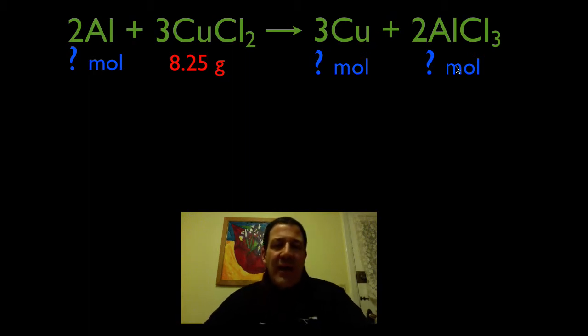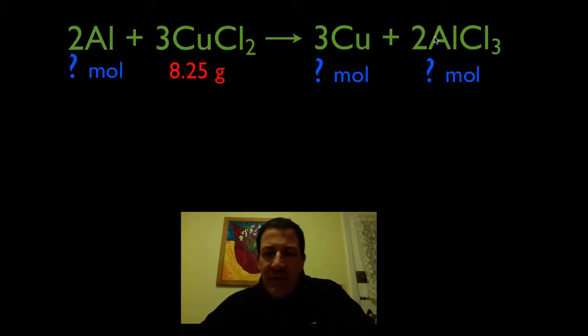Okay, please remember that a chemical equation is a molar relationship, not a mass or a gram relationship. You can see it basically says here that 2 moles of aluminum plus 3 moles of copper chloride will yield 3 moles of copper and 2 moles of aluminum chloride. You can think of it as atoms or molecules, but I like to think of it as moles because that's usually the way we work with it in the lab.